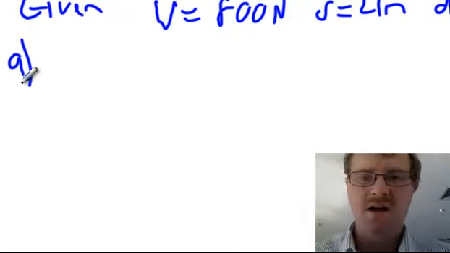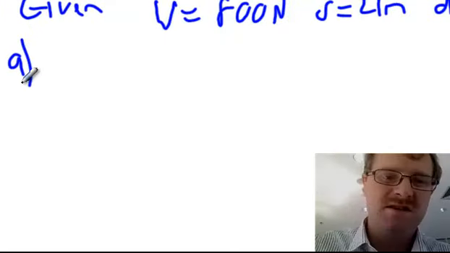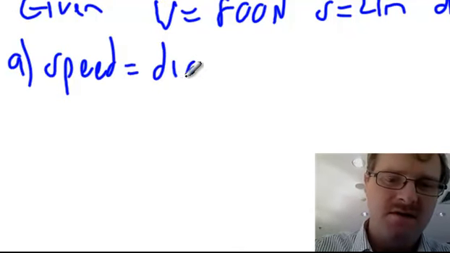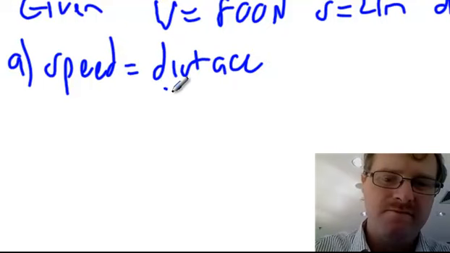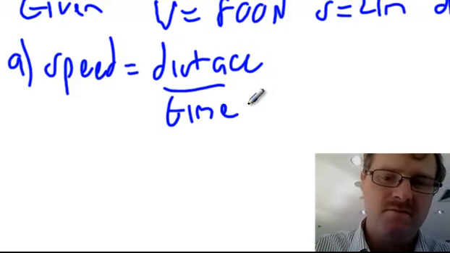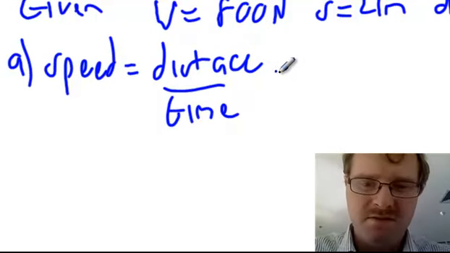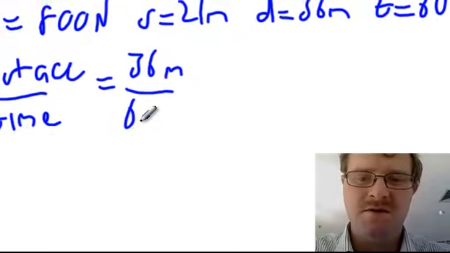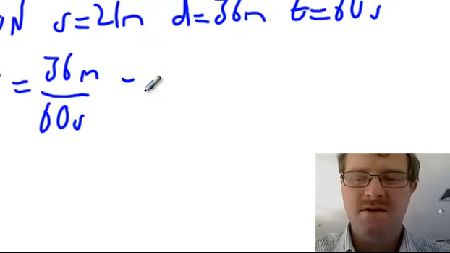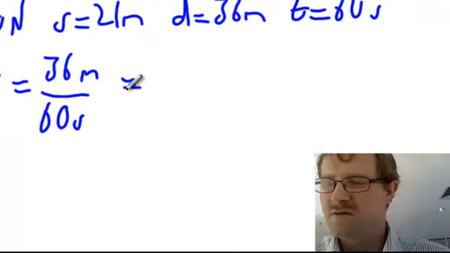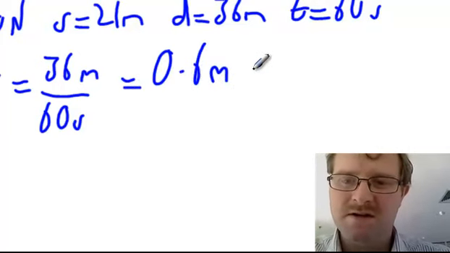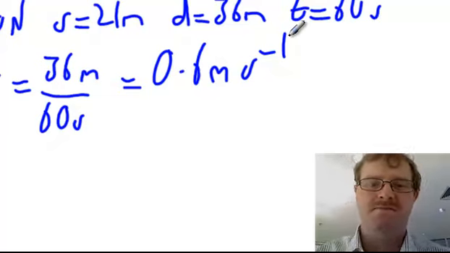Now for each section, let's think about it step by step. Question A asked for his average speed. So speed is equal to distance divided by time. We know the values for distance and time. So distance is going to be 36 meters and time is going to be 60 seconds, which if we calculate through tells me that his speed is 0.6 meters per second.